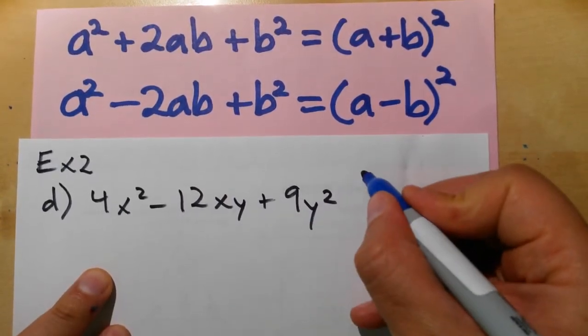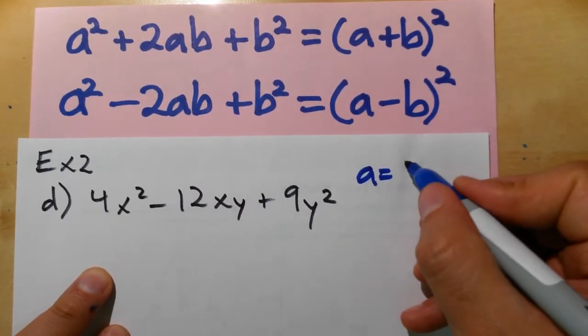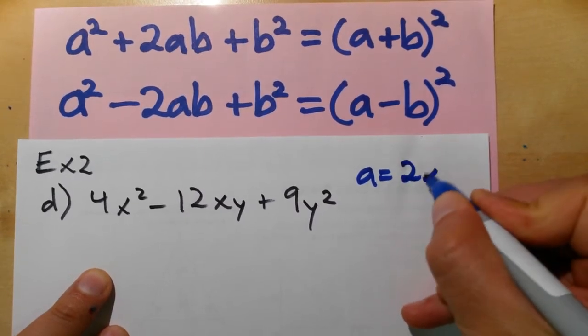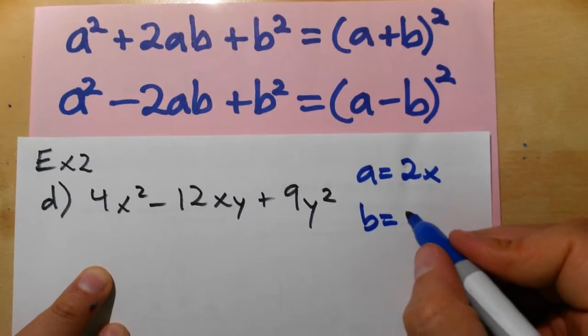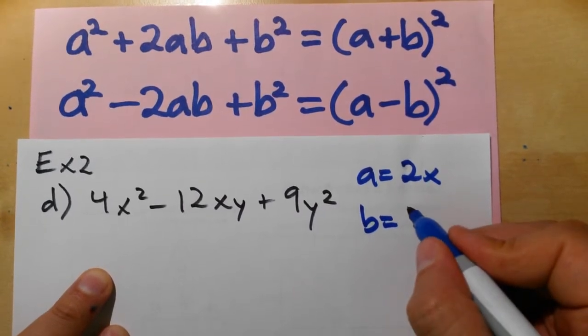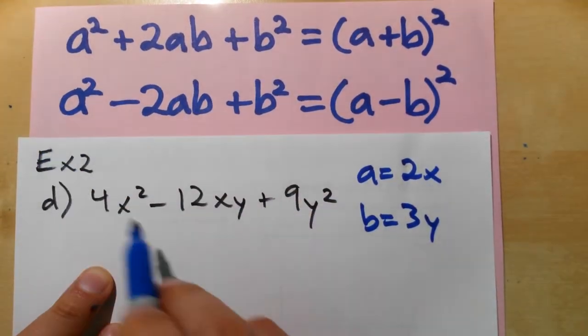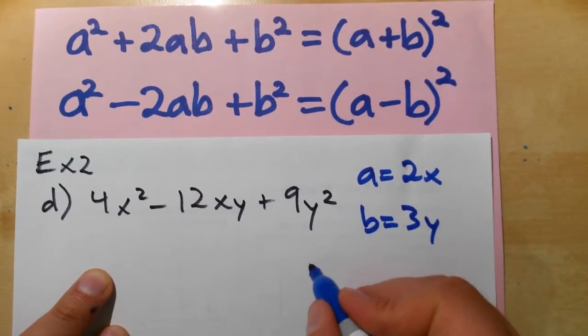So let's do some investigation. This will clarify things. So 4x squared, when we square root that, we would get 2x. Okay. B squared would be 9y squared. We would get 3y, right? For the b term. We suspect it's going to be the second pattern. So now let's do some analysis, some investigation here.